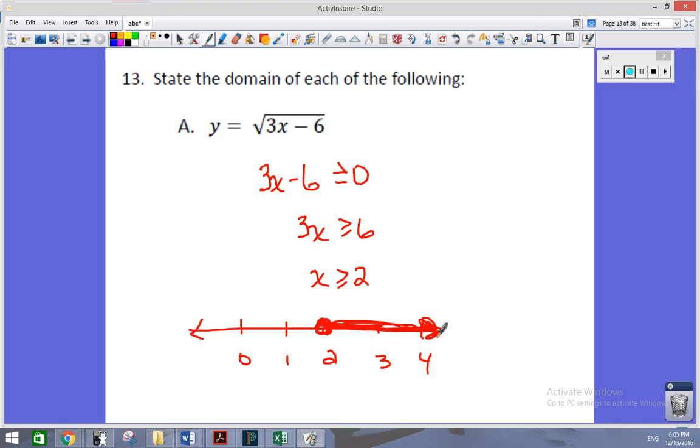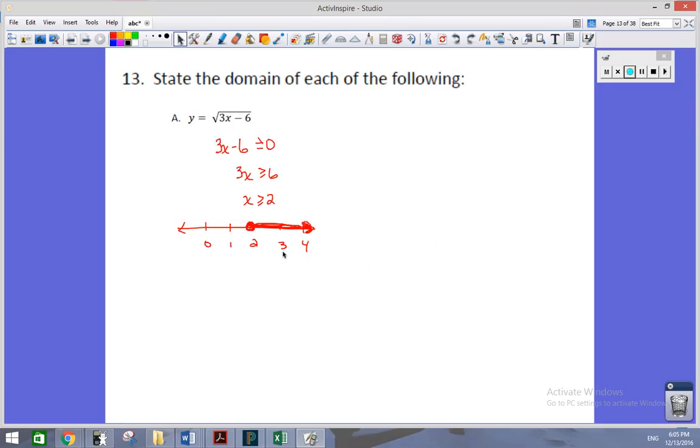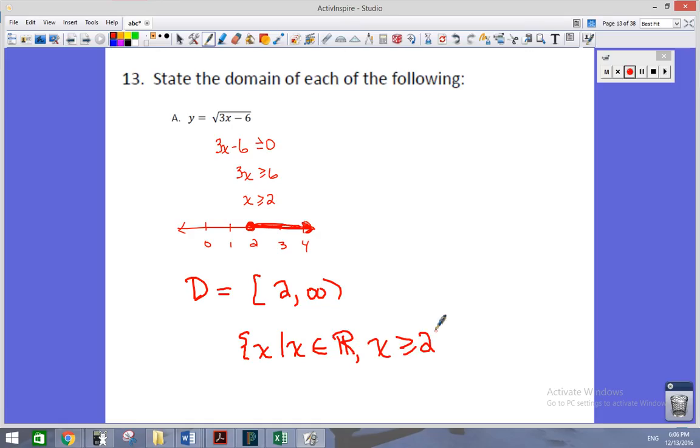So here's our answer. We need to describe that answer using interval notation or set builder notation. We've got that the domain of this is from 2 to positive infinity. If you're writing that in set builder notation, it's the set of x, such that x is a real number, such that x is greater than or equal to 2.